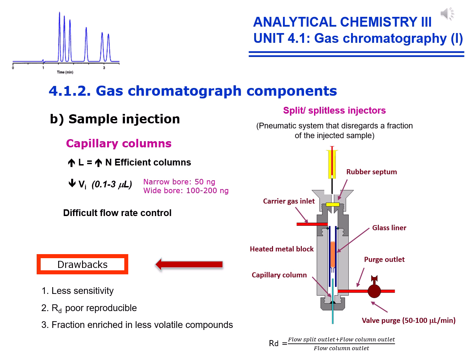Although the flow splitting injector avoids, in part, the overloading of the column, it has some drawbacks. First, lower sensitivity, because a good part of the sample is disregarded. This fact is particularly important in trace analysis. Second, the difficulty to reproduce split ratio adjustment, leading to poor reproducibility. And third, when the sample contains components with very different volatilities, the split is rarely uniform and the injected fraction is enriched in the less volatile components.